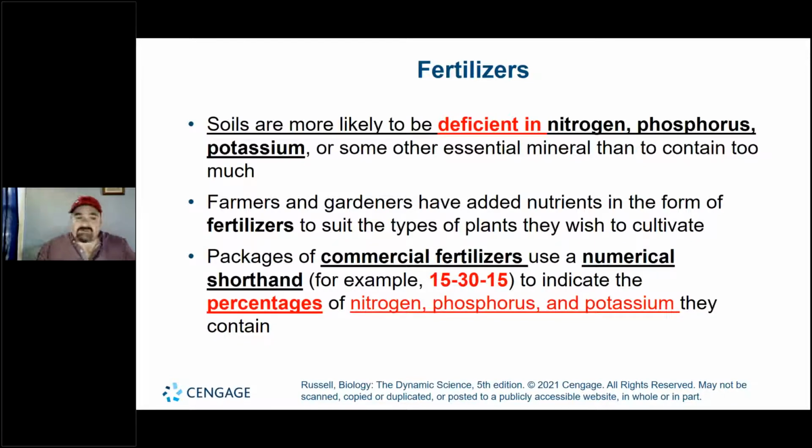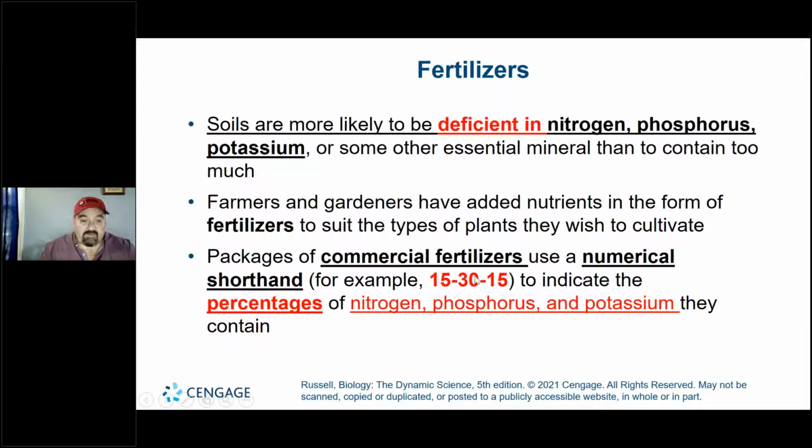Now, as far as fertilizers are concerned, I don't know about you, but I buy different products like Miracle Grow for our outdoor plants, our flowers and such. And you'll see here, I'm sure we've all noticed, the percentages, like a 15, 30, 15. What does that numerical shorthand mean? It represents nitrogen, phosphorus, and potassium. Nitrogen, phosphorus, potassium. So you should know that.